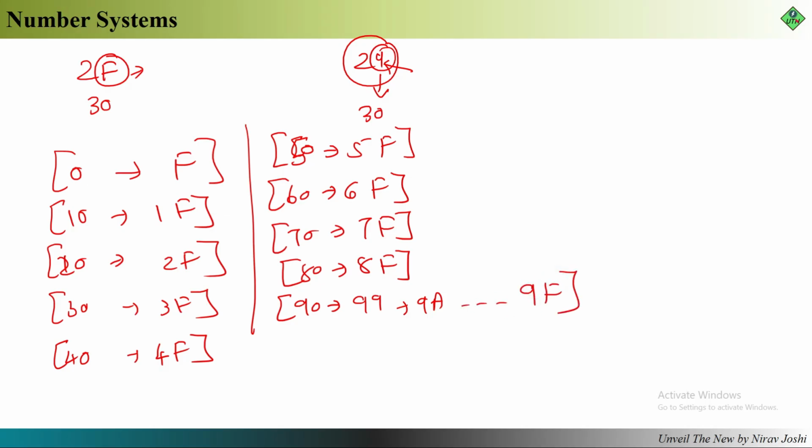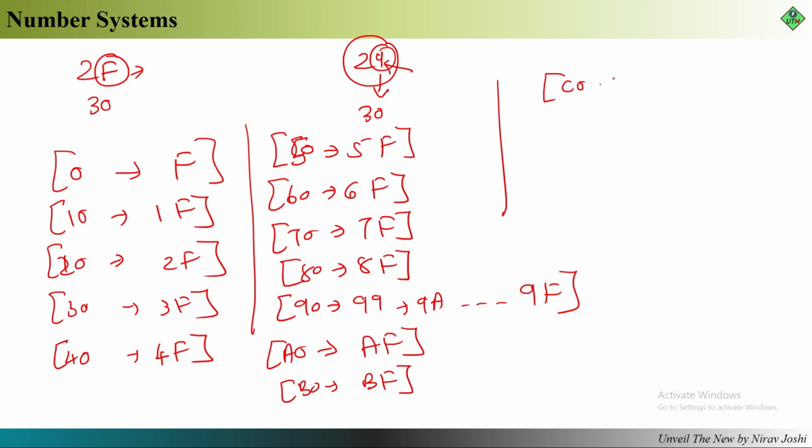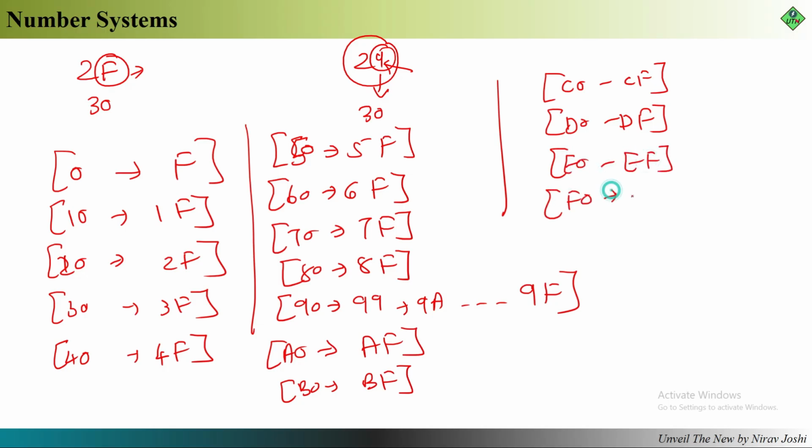What will come after 9F? 9 is not the last symbol. Okay, so please remember, after 9, A will always come. So A0 to AF. Okay, then B0 to BF. Then C0 to CF. Okay, D0 to DF. E0 to EF. F0 to FF. Okay, now F is the last symbol.